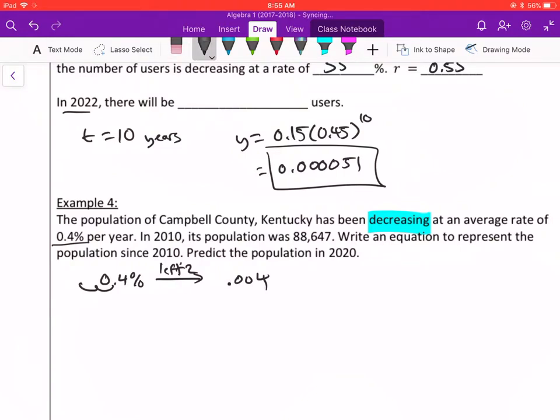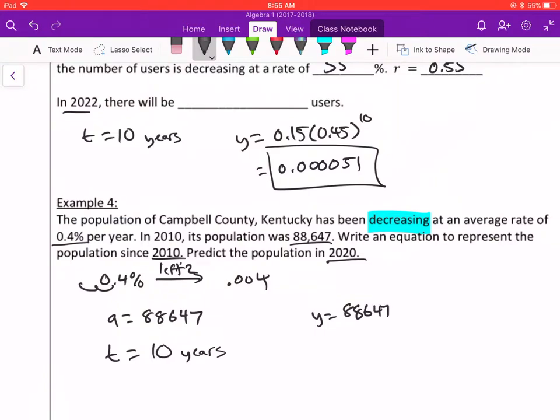In 2010, the population was 88,647, so that's obviously where we start. Your A. Write an equation to represent the population since 2010. Predict the population in 2020. So we know T is going to be from 2010 to 2020, 10 years again. All right, so your equation is y equals, remember your A first, 88647, times your rate. We know it's decreasing, so it's 1 minus that percentage, 0.004, raised to the amount of time, which is 10. What would that give you?